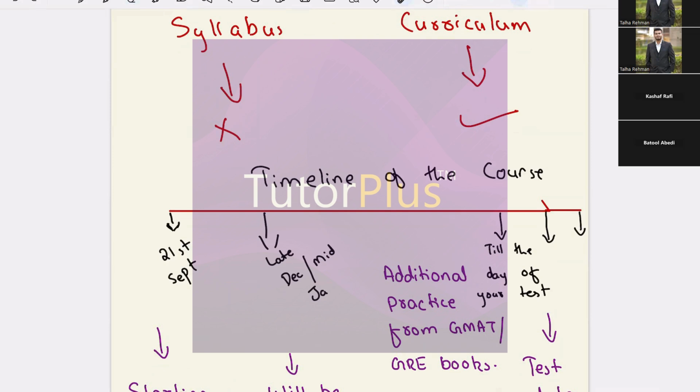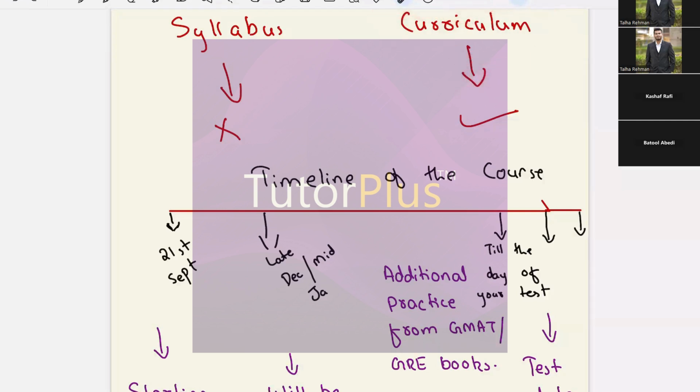Also, for IBA, we do not have a syllabus. We do have a broad curriculum. So IBA has put up a PDF of a syllabus, let's just say, but they do not really like sticking to it. There have been so many times when they have not tested questions from it. So which is why we have a curriculum.